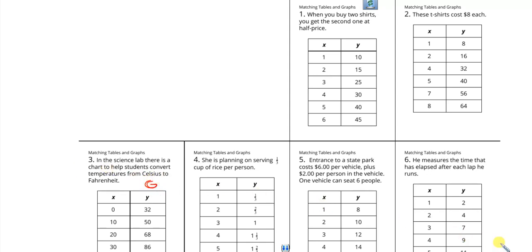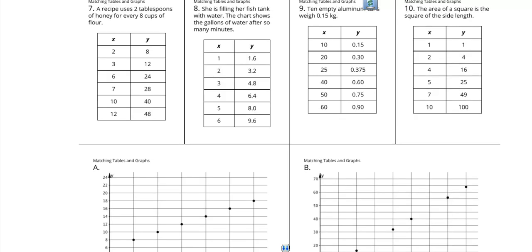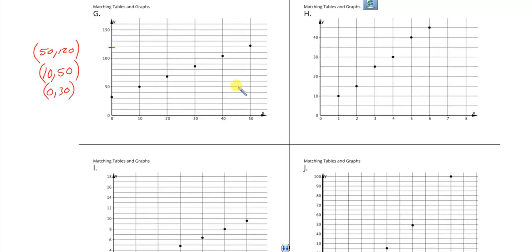Alright, so what you're going to do is look at some of the ordered pairs that you find on the graph, and then go back to the table and see if you can find some that match. And then let's do another one.